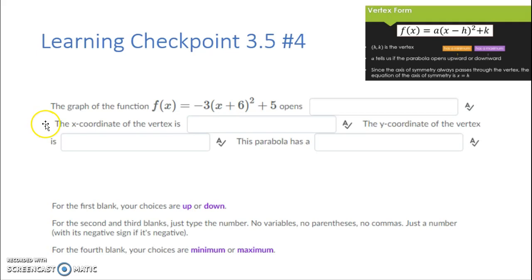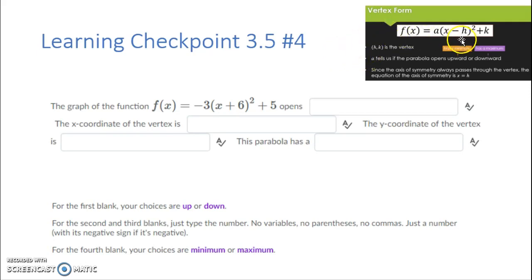The x-coordinate of the vertex is, so for your second and third blanks, you're just typing a number, no variables, no parentheses, no commas, just the number with a negative sign if it's negative. Let's go see what vertex form tells us about the vertex. So vertex form is called vertex form because it shows us the vertex. The point H, K is our vertex. The x value or the x-coordinate is whatever comes first. So that's going to be whichever number is sitting in the place of that H.